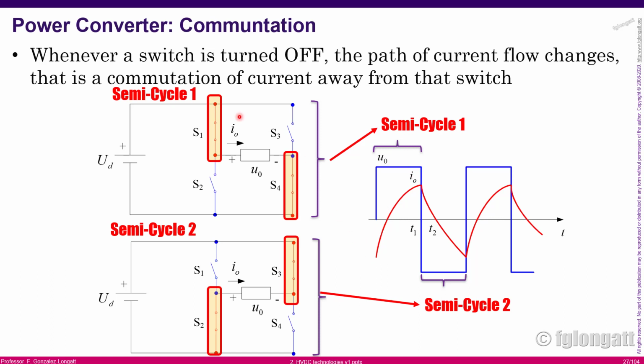Okay? However, if there is some inductance, we will have a current, and this current can have this shape over here, and that means the charging of this device. But what happens if we go to the second semi-cycle? What happens if we close S3 and S2? I believe you can see that we are changing the polarity across the load. We are now at minus U0, and that is the negative semi-cycle of this commutation process, okay?